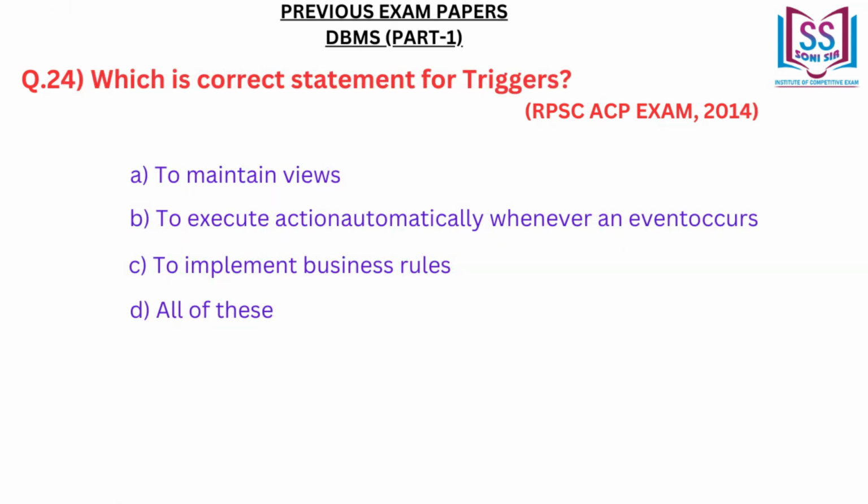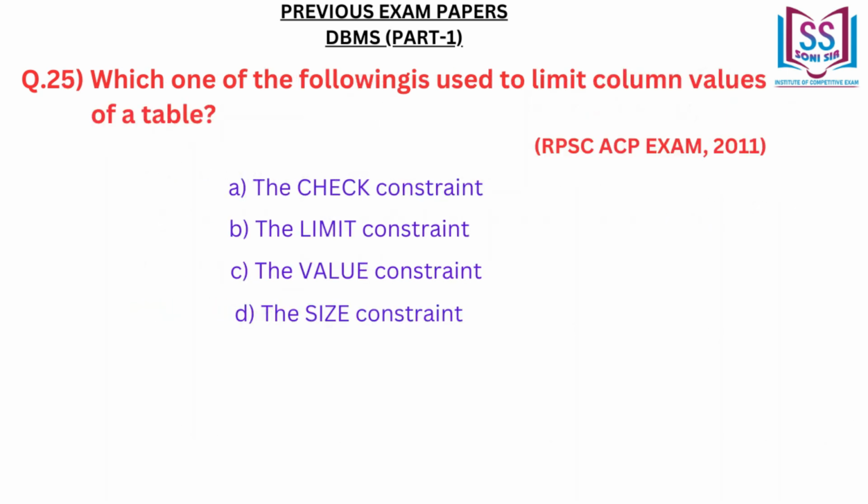Which is the correct statement for triggers? A. To maintain views. B. To execute action automatically whenever an event occurs. C. To implement business rules. D. All of these. Correct answer D. All of these.